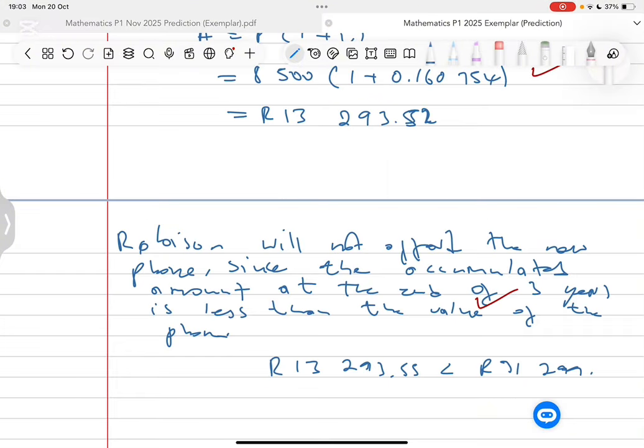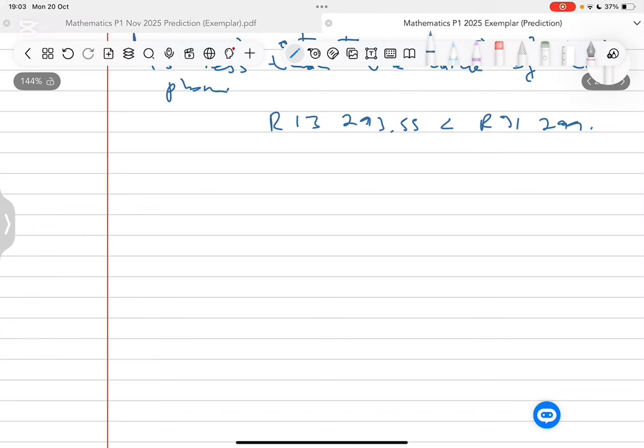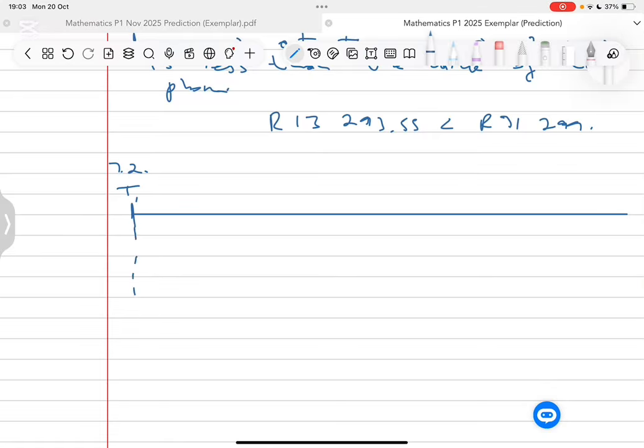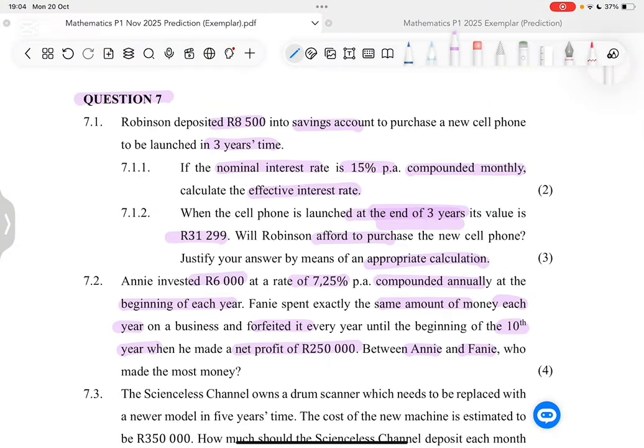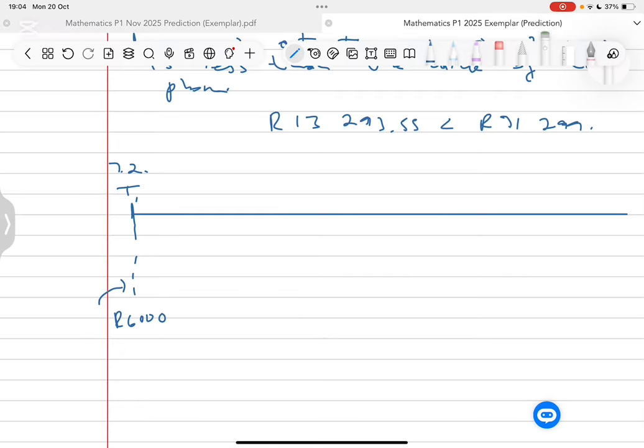Now, to understand this question and to break it down, we are going to use a number line again just to see what's happening in this question. So we are on 7.2. Now, on my number line, I will have the first year here, T1, where Annie deposits an amount of 6,000. This money is deposited, remember, at the beginning of each year. So let's say the first day is T1 there. Then we deposit here the 6,000.